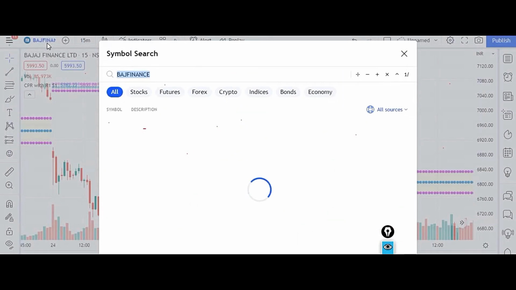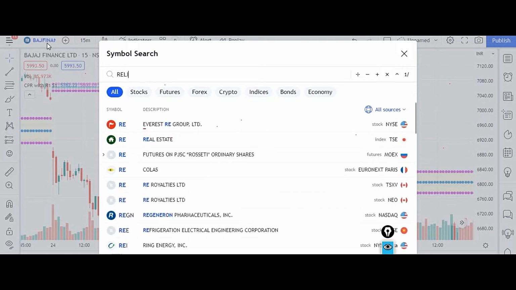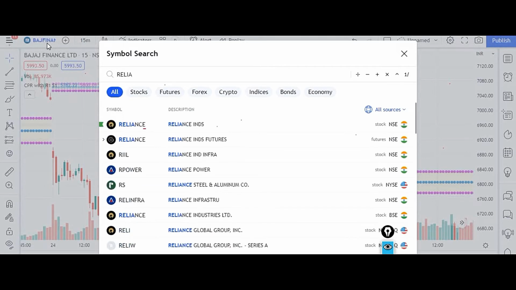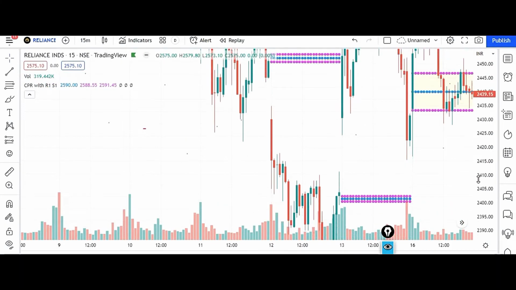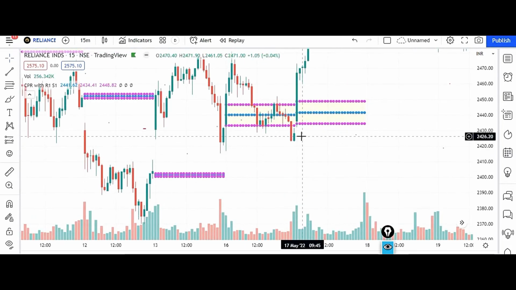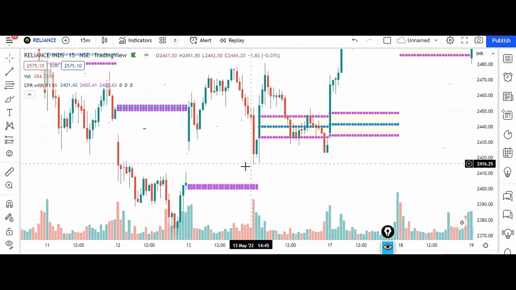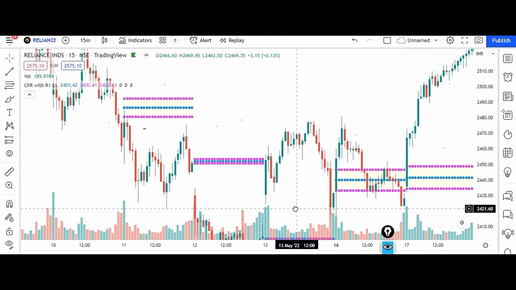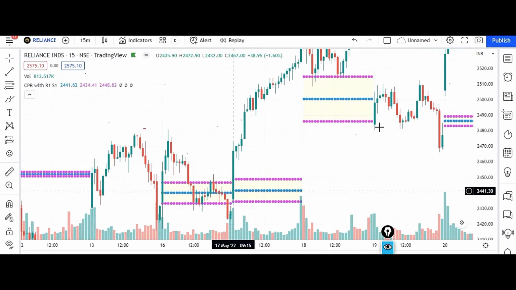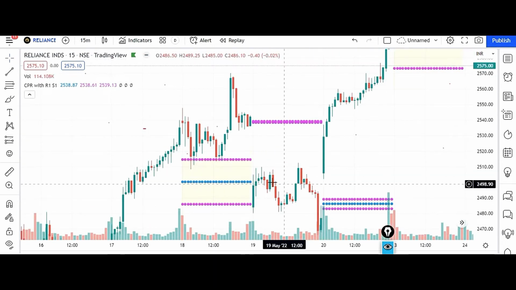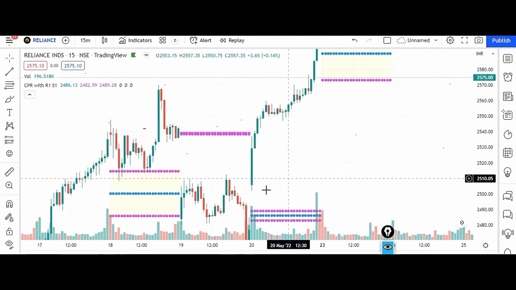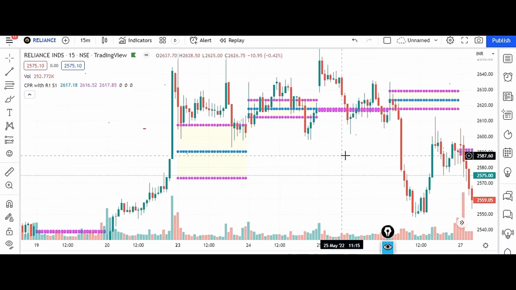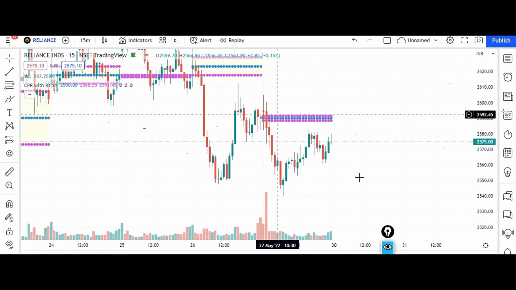Let's find out another stock. Let's check with Reliance. This is trending downside. This is not trending, but the next day trending, you see. If the particular day is not trending, the next day will be a trending day. Trading is about probability. Okay. This is trending. Let's check with the ACC.